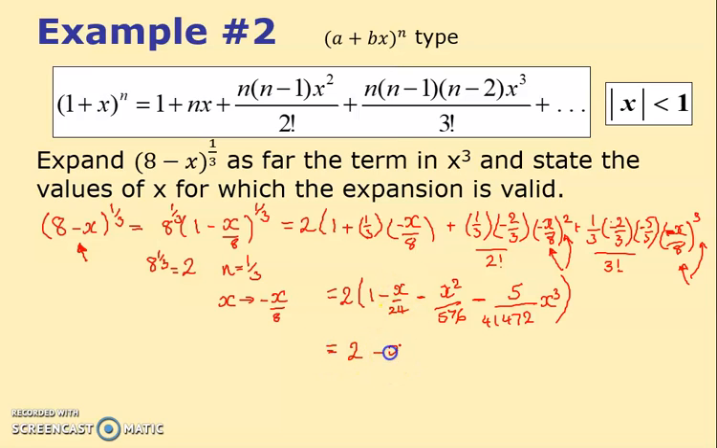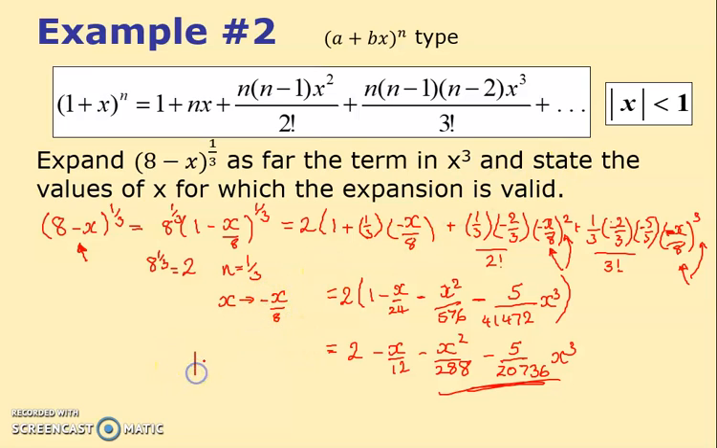minus x over 12 minus, I reckon that's 2 over 576, which is x squared over 288. And this next one, I'm not going to try to do it. I'm going to times it by 2 on my calculator, and I get 5 over 20736x cubed. Yuck. Validity-wise, now you can ignore the minus because we're modding it.